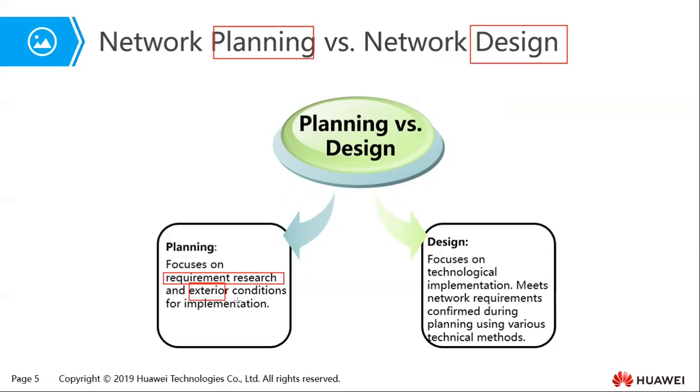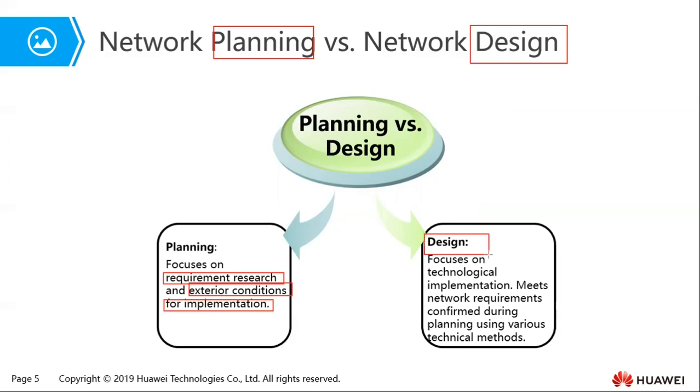It also requires that you understand the exterior conditions that are needed for implementation of the project. So some things that are beyond computer networking, for example, electricity, for example, air conditioning, and so on and so forth. So those are the basics about planning. Really, planning focuses on what you want to do and the conditions that are required in order for you to do that particular network project.